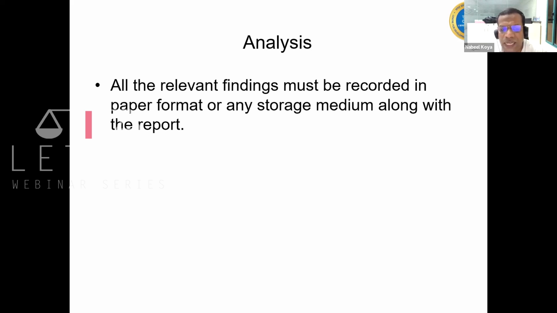And once the findings are done, they should be recorded in a paper format or in a storage medium along with the report. The reason being, whenever you make a report, the data which comes as part of the analysis will be GB files or some KB files. But if you try to make a printed format of it, it's going to be a huge pile of papers. That's the reason why we normally add a pen drive or a storage medium along with the report. So that can be played later in a court to see what the contents are.